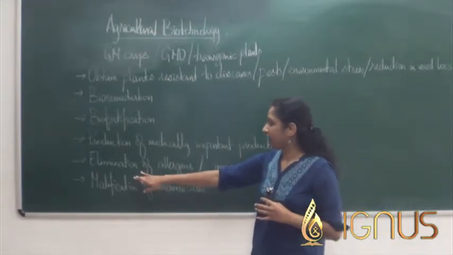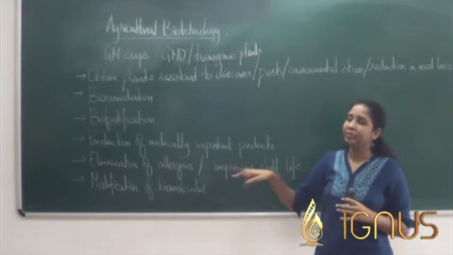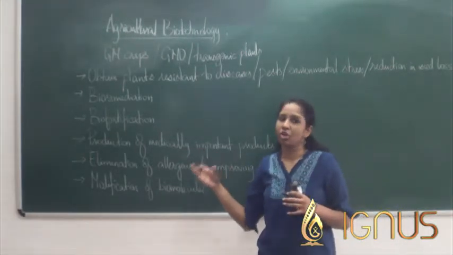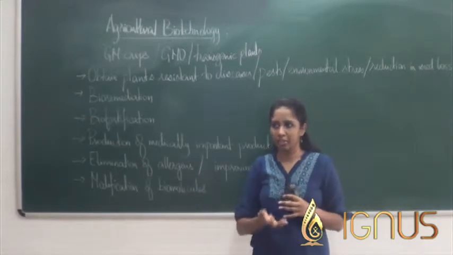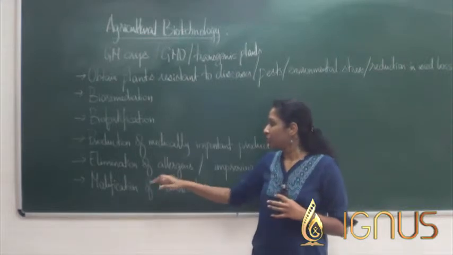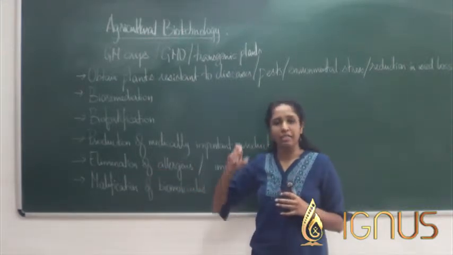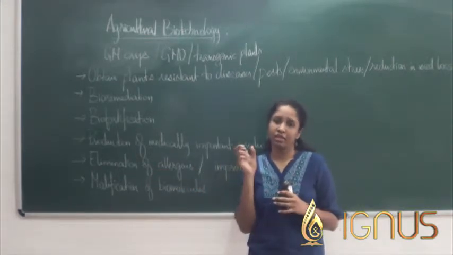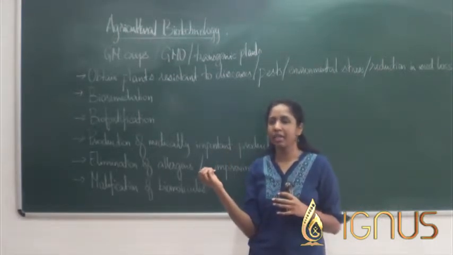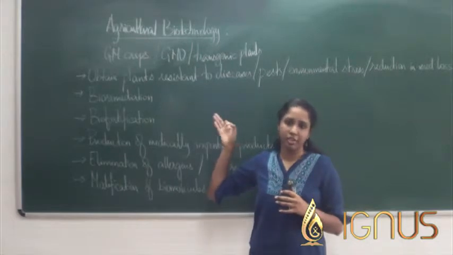Another one would be elimination of allergens. Some people are allergic to certain crops, so some people have nut allergies, like they can't eat groundnuts and peanuts and stuff like that. So you figure out what the allergic component within a product is and then remove that allergic component by using a GM crop.